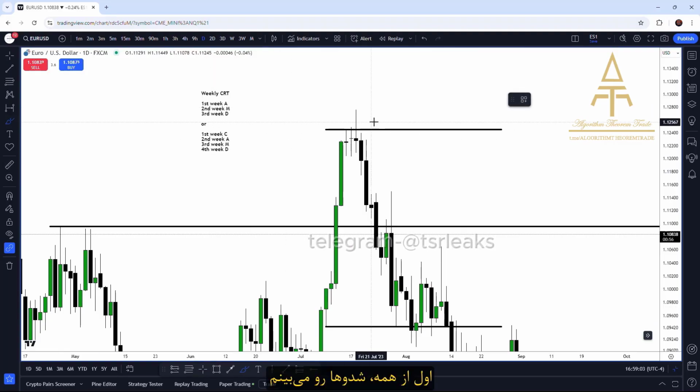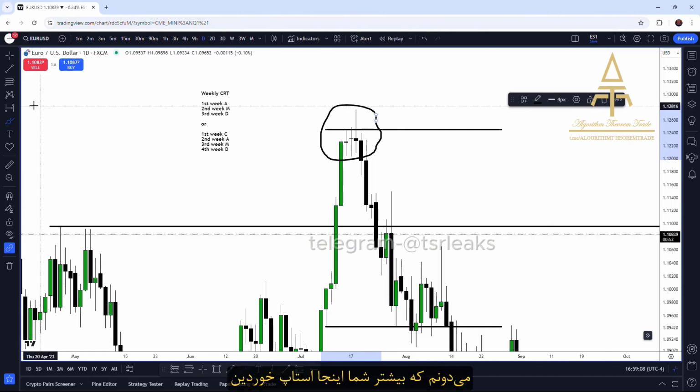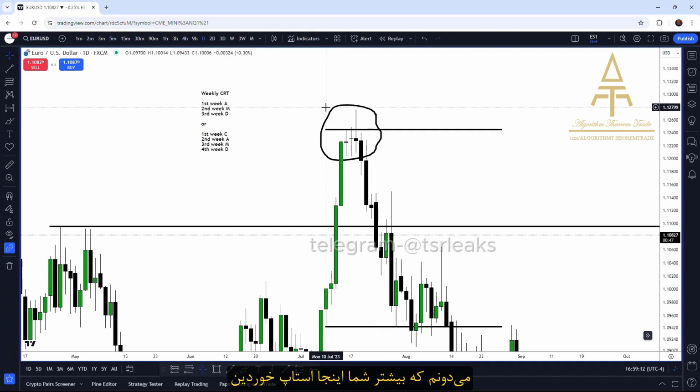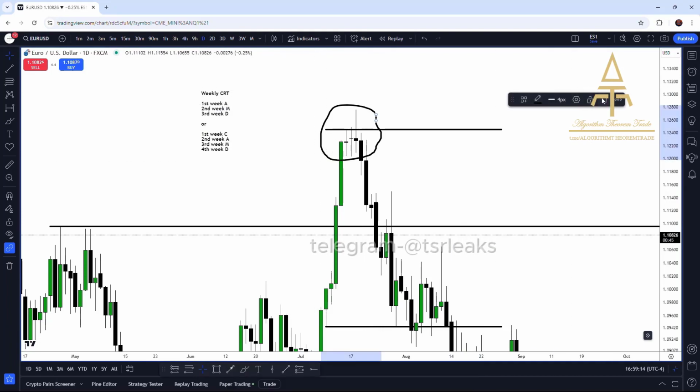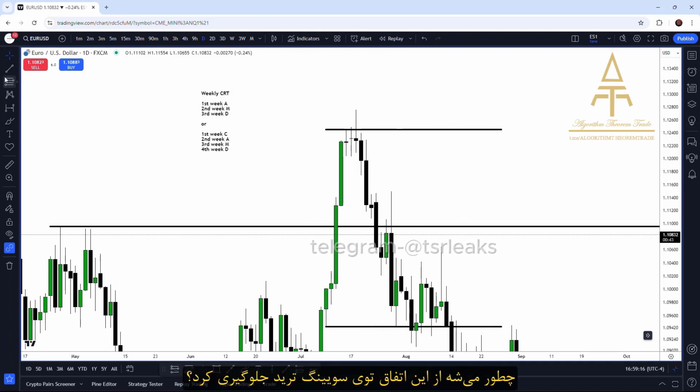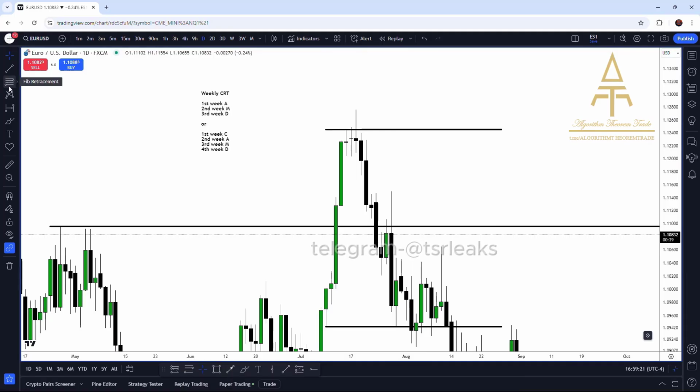First off, I notice wicks. I know for a fact most of you would have all been stopped out here. How do you avoid this on a swing trading basis? Very, very simple.